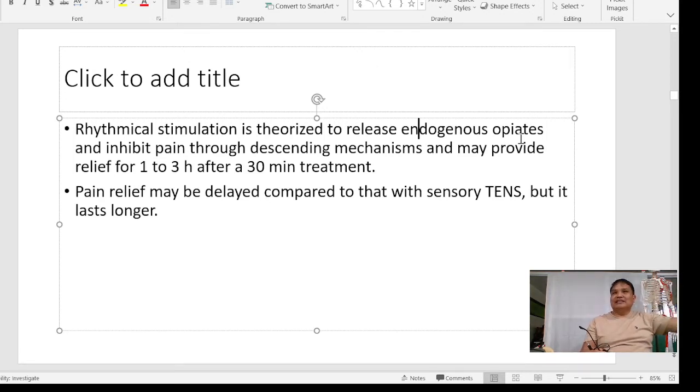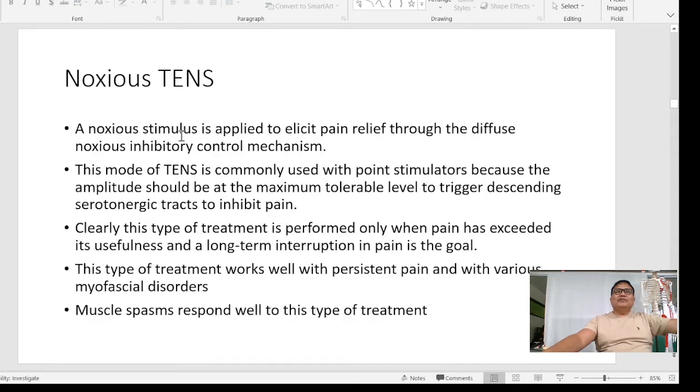So although the pain relief may be delayed, it is not immediate. It could take time, maybe 20 or 30 minutes after treatment, because it takes time to build up the opiate substances in the area where you applied your rhythmical TENS. But it lasts longer. Then you have your noxious type of TENS.